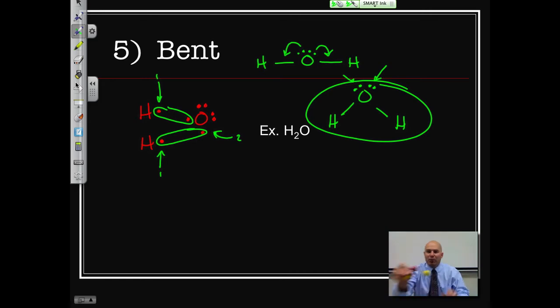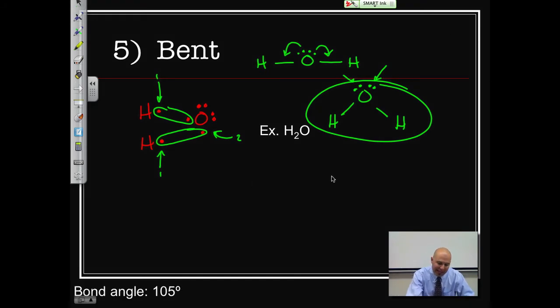I have an example we put together here. Notice the red ball would be oxygen, two hydrogens, and it is bent shaped. Okay? The bond angle for a bent molecule is 105. Again, it's a little bit different. We've got two unshared pairs kind of pushing it down, creating that 105 degree bond angle. So those are all the shapes.